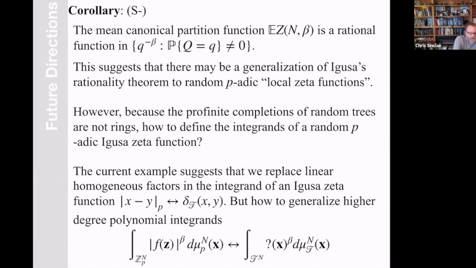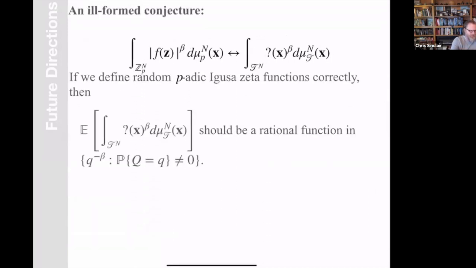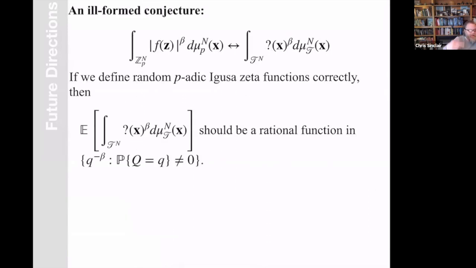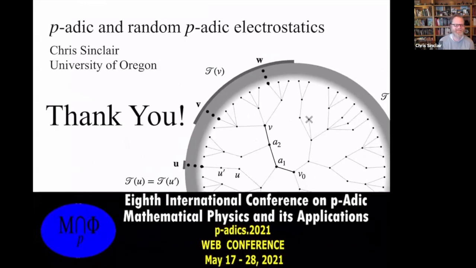But let me just move to my ill-formed conjecture: once we figure out how to define those Igusa zeta functions, once we figure out the right definition, my conjecture is that those are rational functions, which is, of course, the most ridiculous conjecture ever, right? But I think that there is some generalization of what it means to be an Igusa zeta function to these random trees, so that the expected partition functions or these expected integrals actually turn into rational functions. All right, looky there, that's the end.